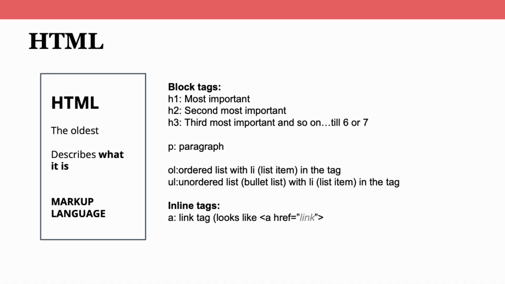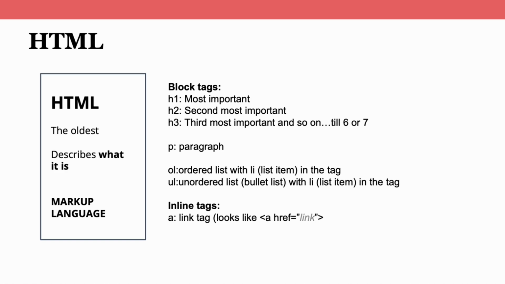The next thing to understand is that there are tags called block tags. They can be H1, H2, H3, P for paragraph, OL for ordered list, like list items in the tag, and UL for unordered list, like a bulleted list with list items in the tag.